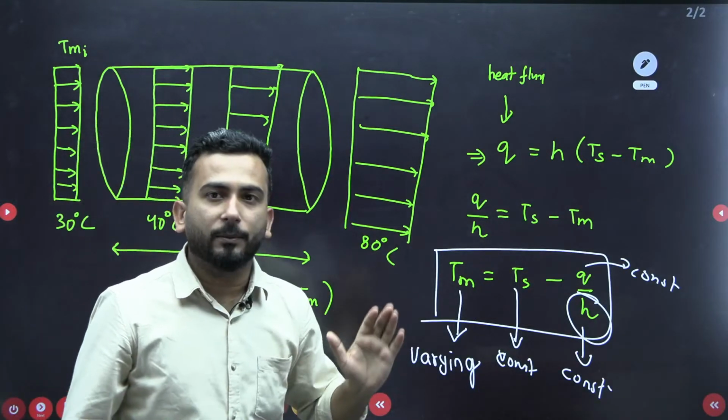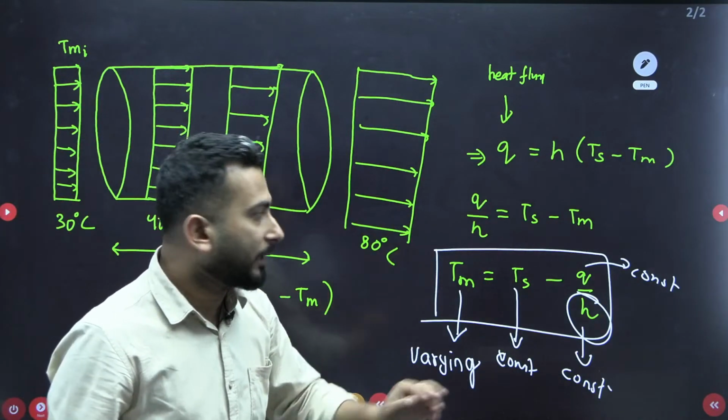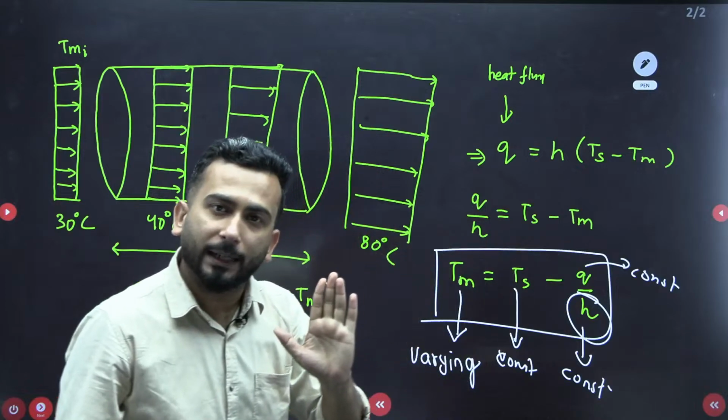Tm has to vary. Very good evening, Nikhil. Tm has to vary. So that means both cannot be constant at the same time.